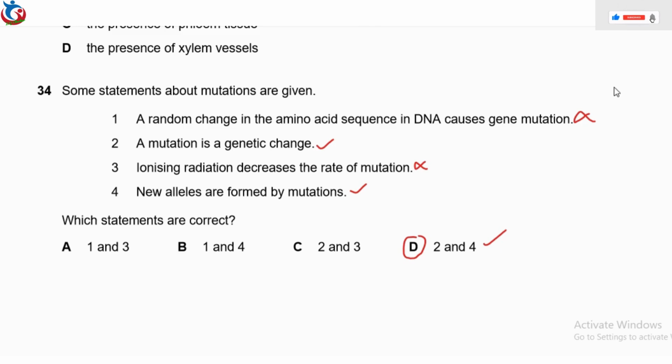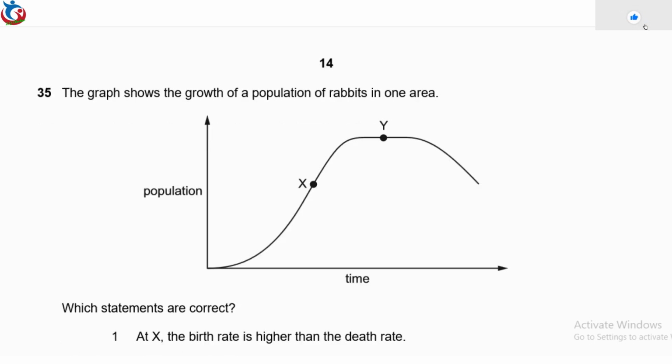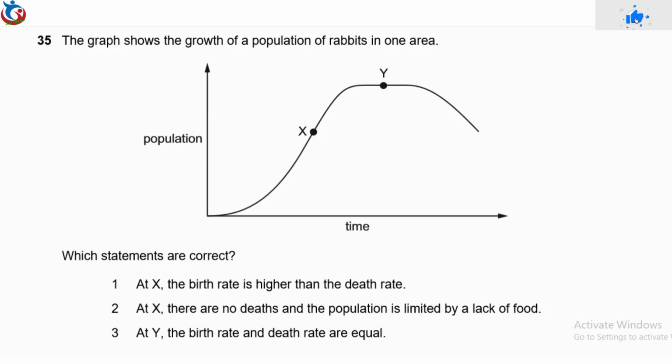Now move to question 35. Question 35 says the graph shows the growth of a population of rabbits in one area. Which statements are correct using this graph? Okay, now at X, number 1, at X the birth rate is higher than the death rate, which is absolutely correct. That's why there is increase in population.